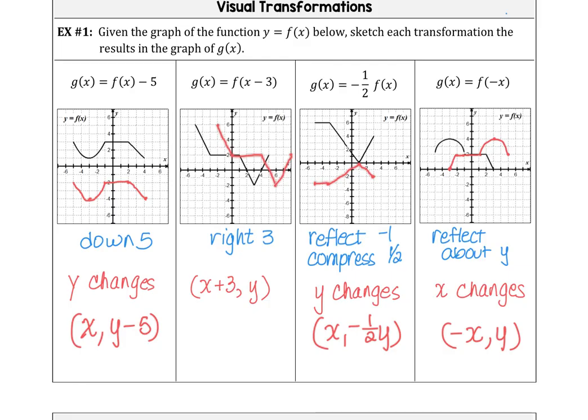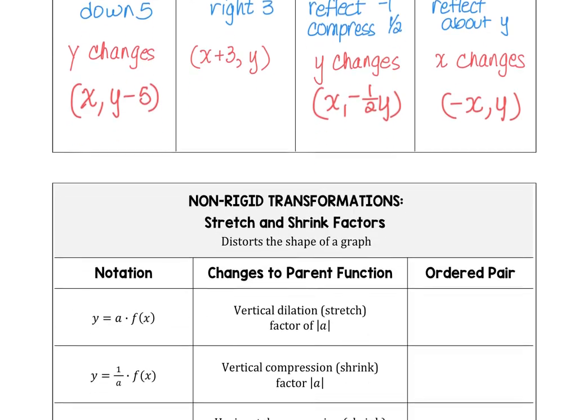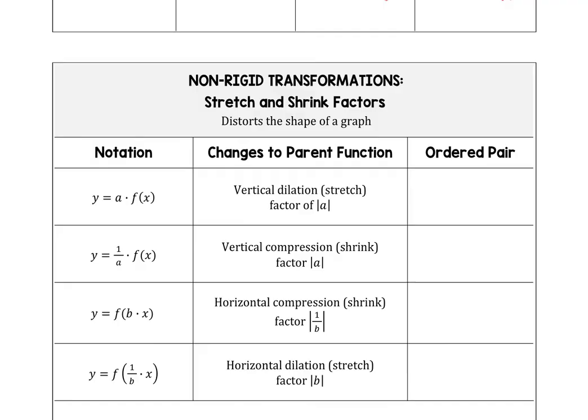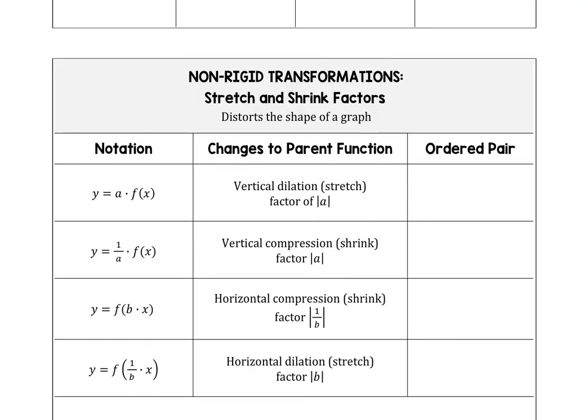Moving on, next we're going to look at non-rigid transformations and how they affect the parent function. They're going to distort the shape of the graph completely. In the first one, we have an a value that's going to cause a stretch of the graph called a vertical dilation. In the ordered pairs, we're going to keep the x value and multiply the y value by that a factor. In the second one, we have a fraction.